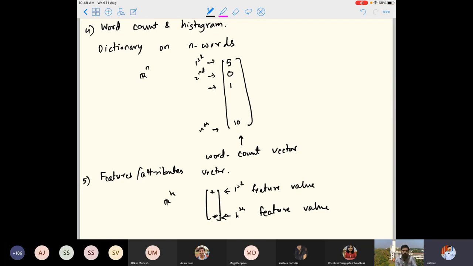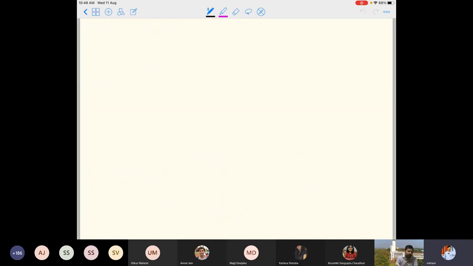Is this part clear so far? Any doubt so far in what we have done? Okay, so we'll go to the next part, operations on vectors.